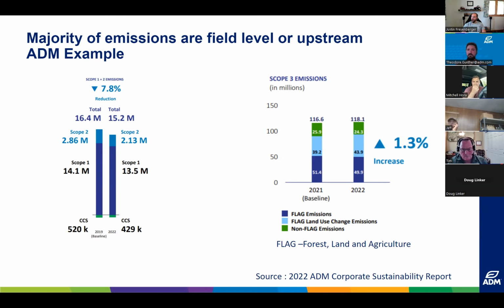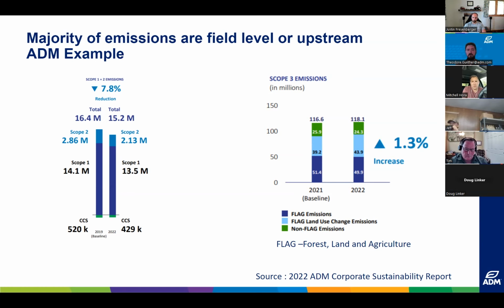But then if you look at the right side there, the scope 3 emissions, this is forest, land, and agriculture. So this is all of the scope 3 emissions from ADM's perspective. And you can see they're a large chunk, right? They're much bigger than our scope 1 and 2 emissions. So these are things that are within our value chain, but outside of our control.